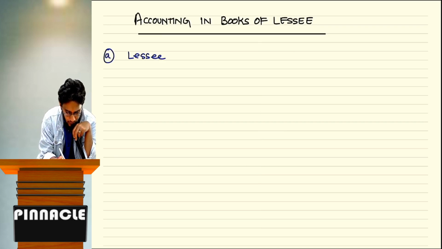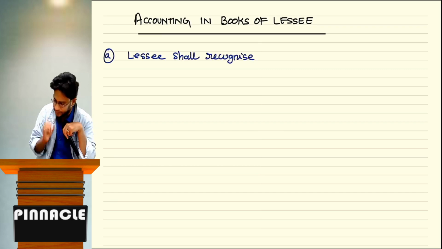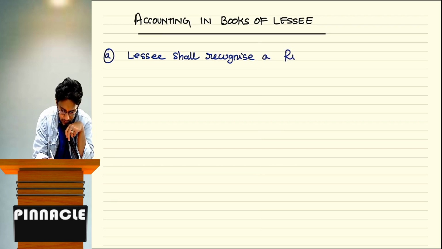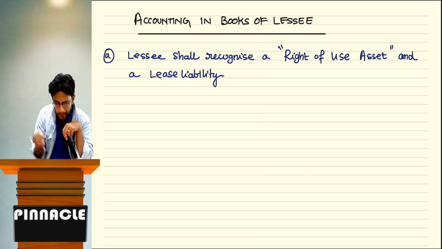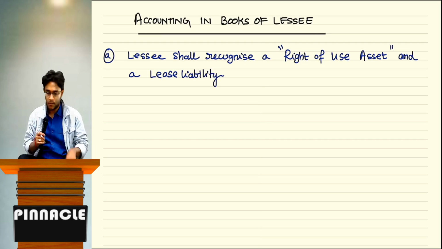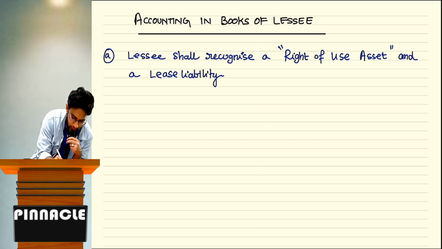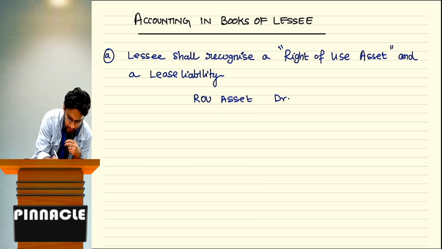Lessee shall recognize a right of use asset and a lease liability. So the entry would be ROU asset account debit and give a credit to the lease liability.